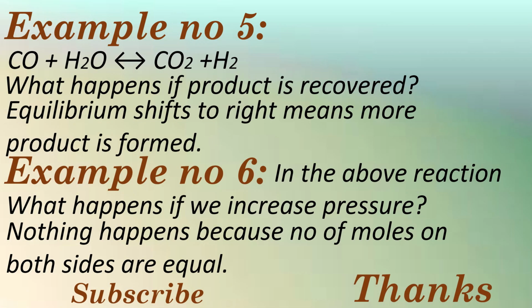Example number 5. Carbon monoxide plus water gives us carbon dioxide plus hydrogen. What happens if product is recovered? Means if we remove product from the reaction mixture. Equilibrium shifts to the right, meaning more product is formed. Here, if we are recovering product or removing product, equilibrium shifts to the right, more product is formed, that is more carbon dioxide and more hydrogen is formed.